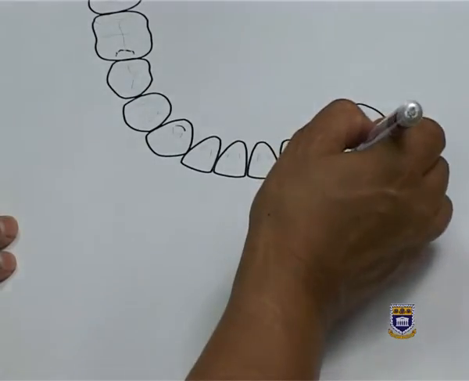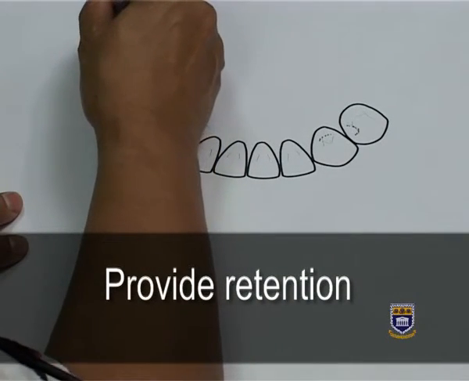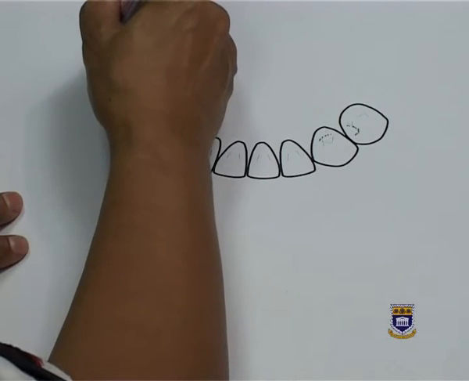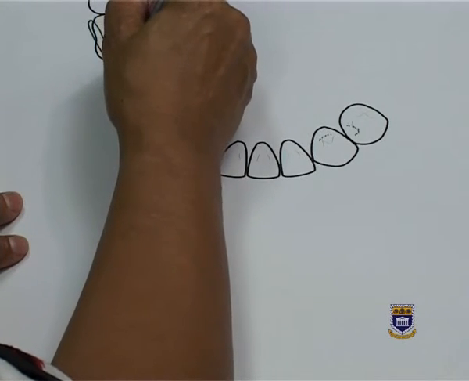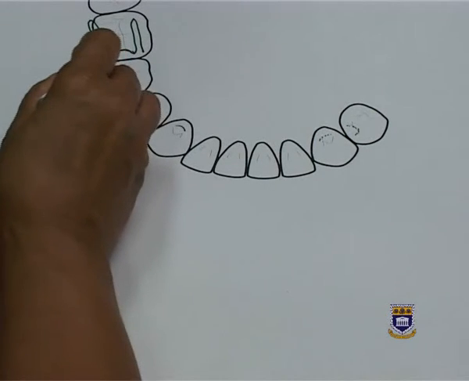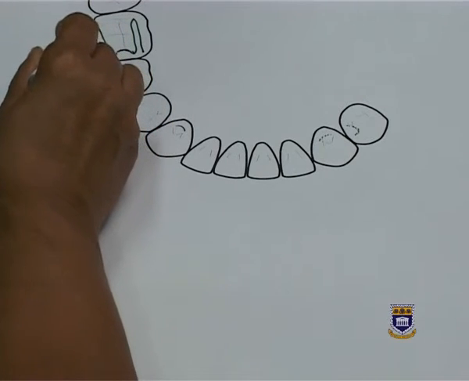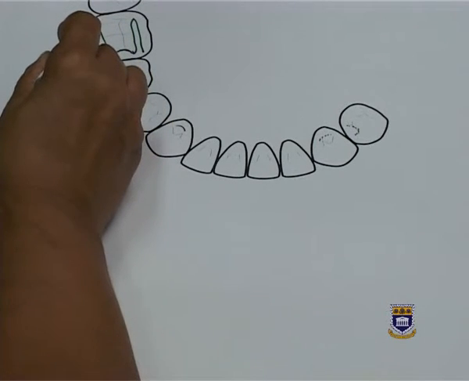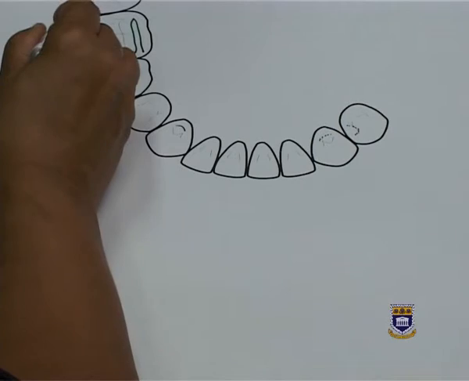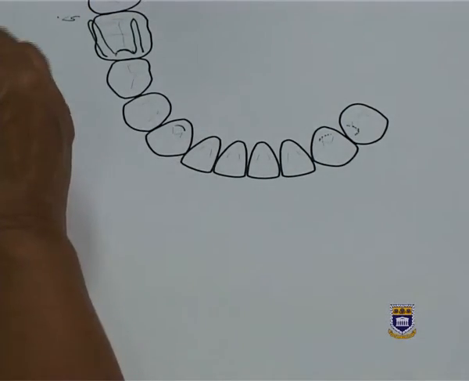The next step is to provide retention. I'm going to use my circumferential clasp on a molar, and I'm using a reciprocal arm again. Circumferential clasp again has 3 components. It has a rest, an active arm engaging undercut, always 0.25 undercut, and it has a reciprocal arm.